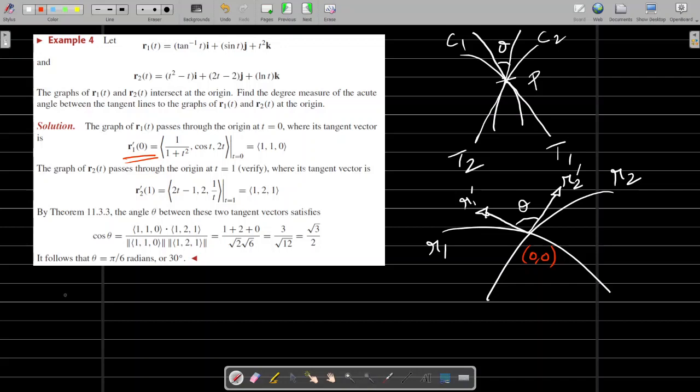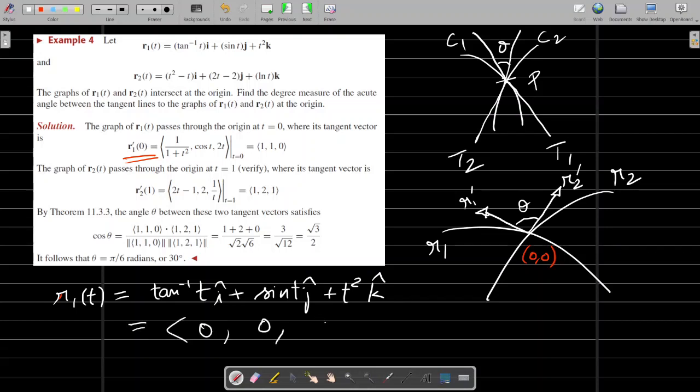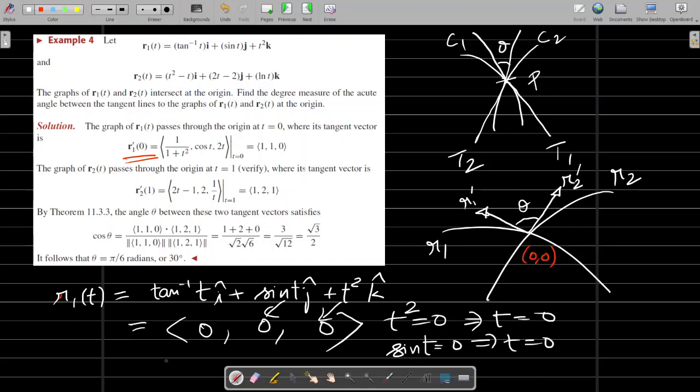I'll just illustrate one thing and then we'll continue. Say the first function is r1 of t equal to tan inverse t i plus sin t j plus t square k. Now you have to find the value of t for which it passes through the origin, that is, this is equal to 0, 0, 0. Then what is the value of t? The third component t square equal to 0 implies t equal to 0. And the second component sin t equal to 0 also means t equal to 0. And tan inverse of t equal to 0 means t equal to 0. So the value of t for which all these components become 0 is t equal to 0.